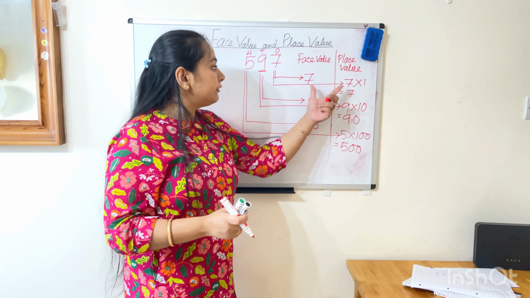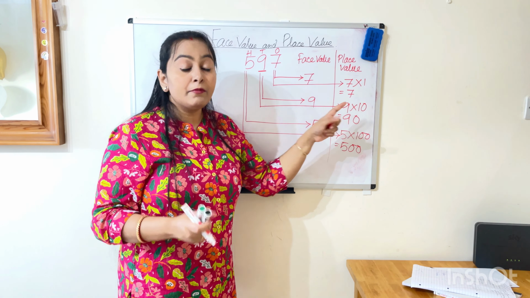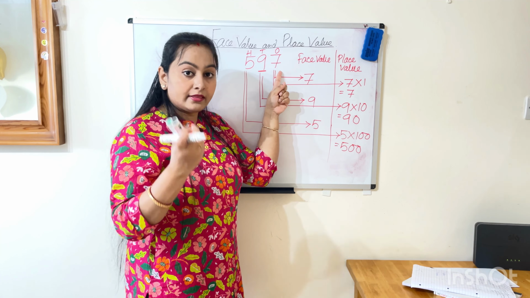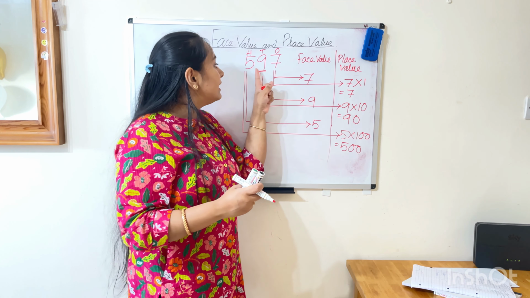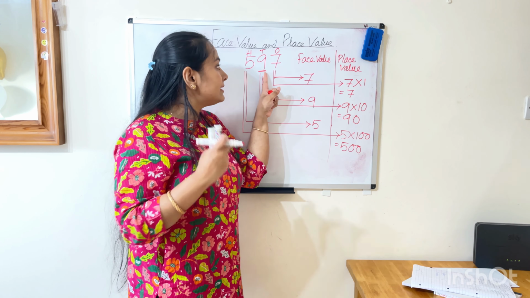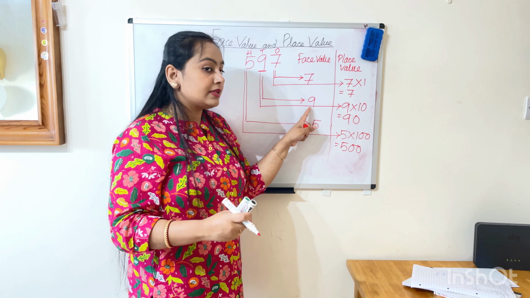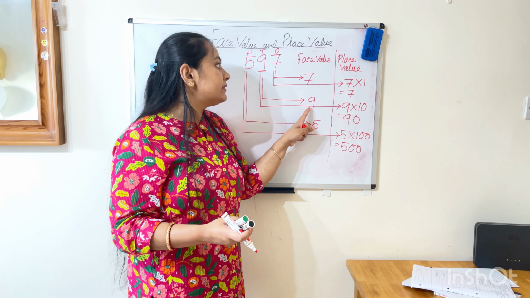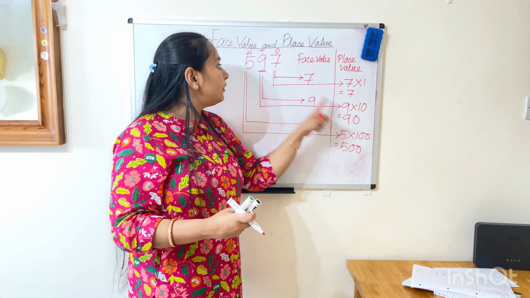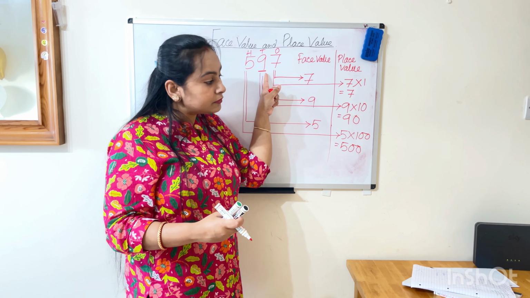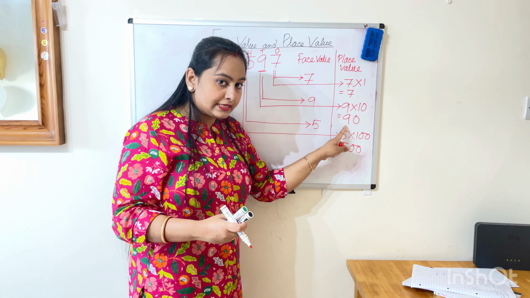So here are the differences between face value and place value. The 7 will remain the same. Why? Because it's at the ones position, so the face value and place value will remain the same. 9 is at the tens position. So the face value will remain the same. The same digit we always write as the face value. So 9, and the place value is at which position? It is at the tens position. So 9 should be multiplied with 10 to get the answer, that is 90.